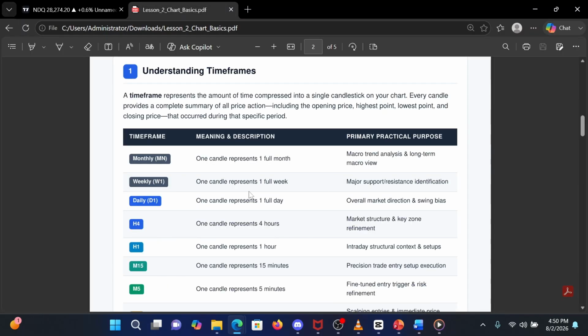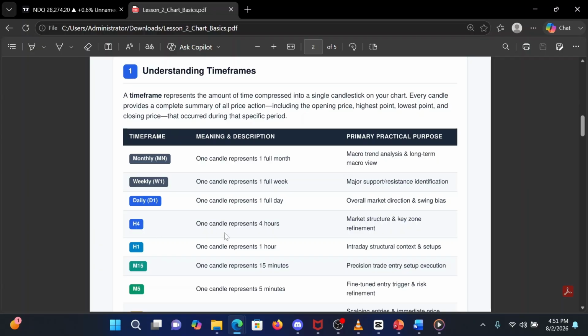On the weekly, it takes one full week to form one candle. And this is majorly used for support and resistance identification, to know which areas are going to act as your support in the market and which ones are going to act as your resistance zones. So take note of this. It's going to help you so much later on for identifying key zones and areas of support and resistance or points of demand and supply.